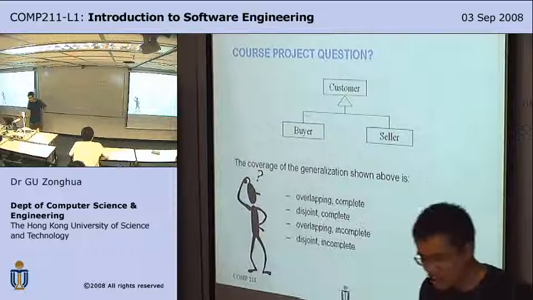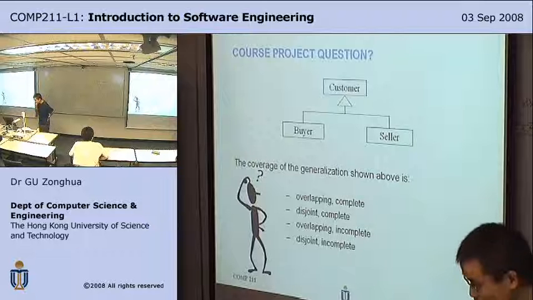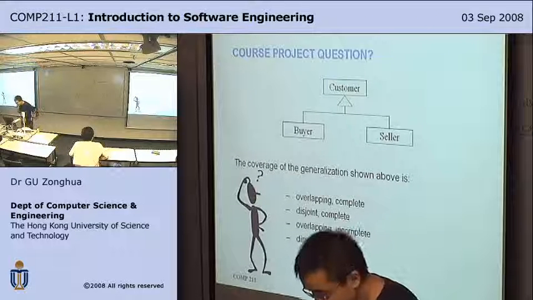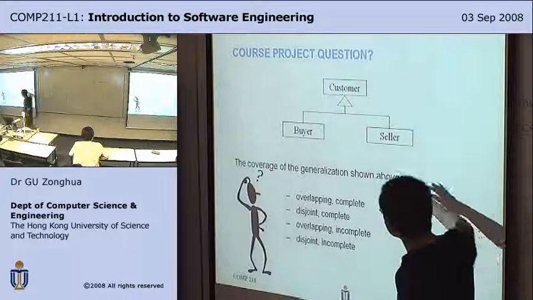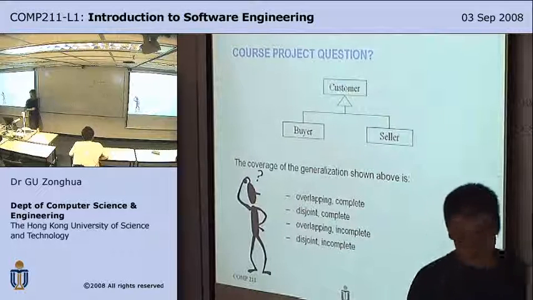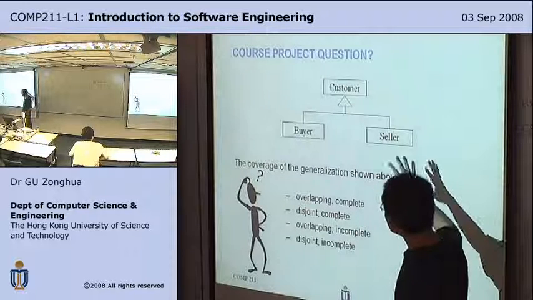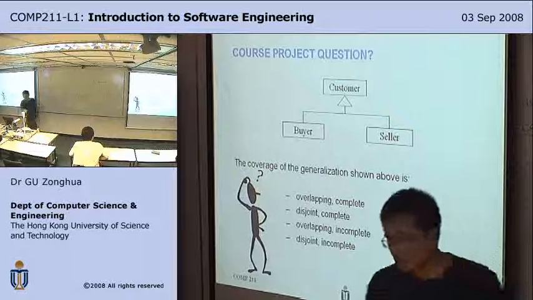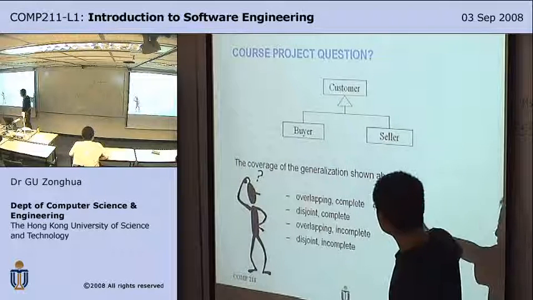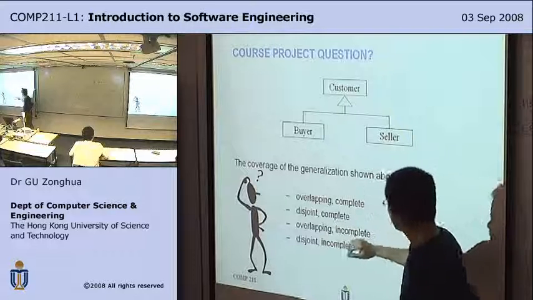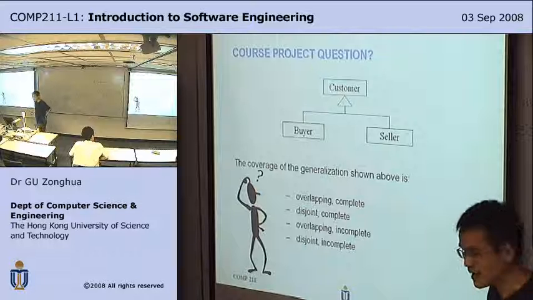So customer can be a buyer or a seller. So the generalization above. This is really a question from the last semester's course project, where you were supposed to develop an online auction system like eBay, where a customer can be a buyer or a seller. And also they can be both a buyer and a seller. So it is overlapping, and it is complete because there are only two types of customers: buyer and seller.